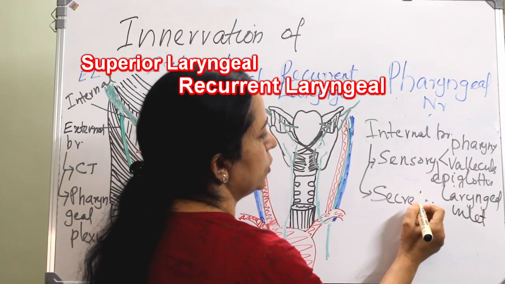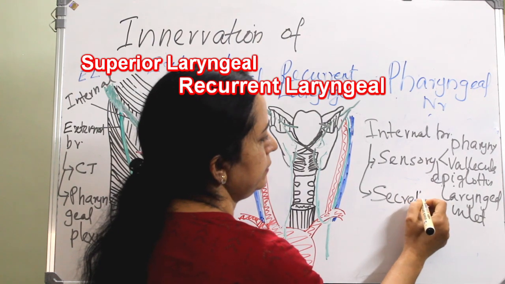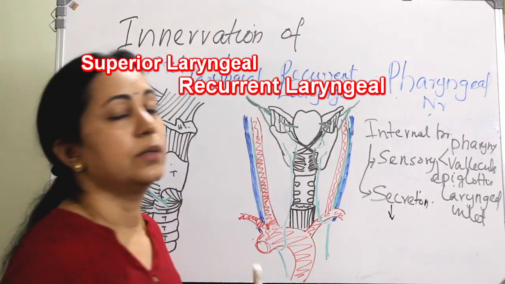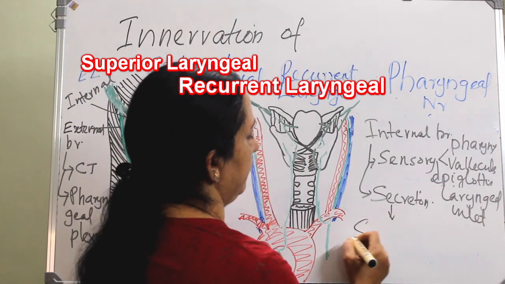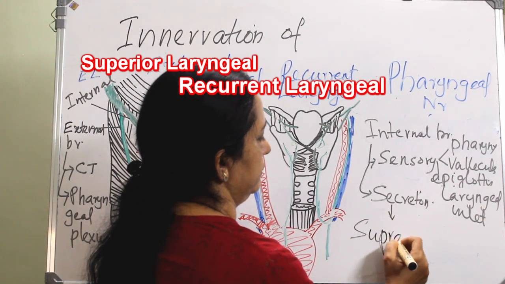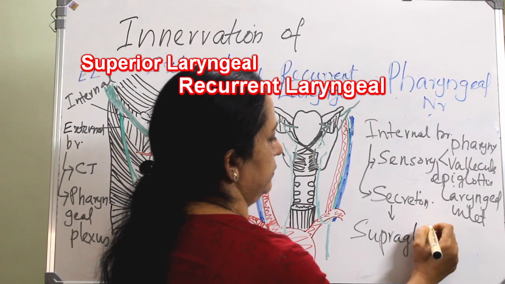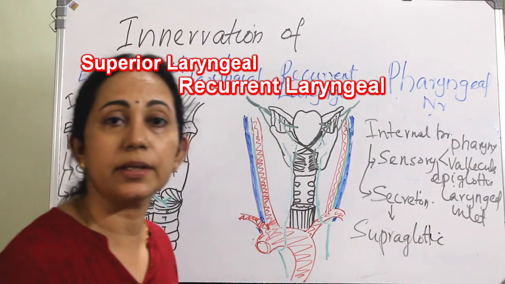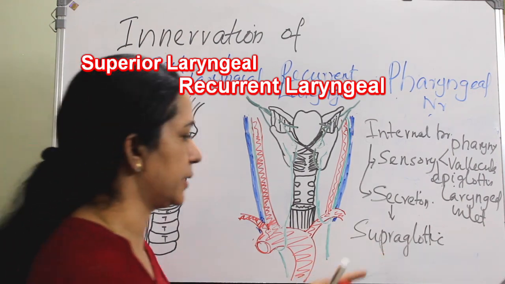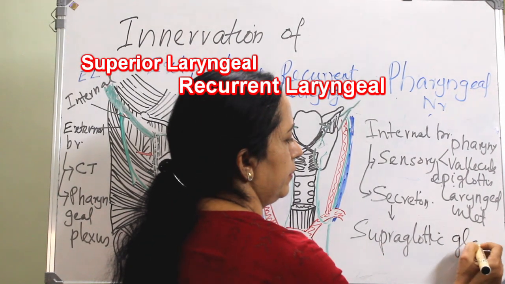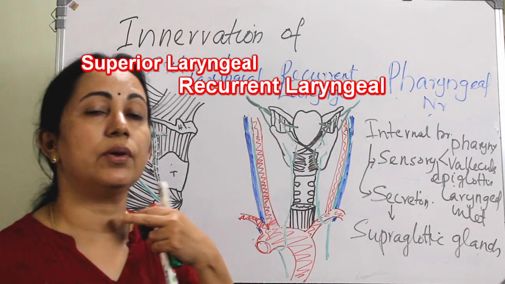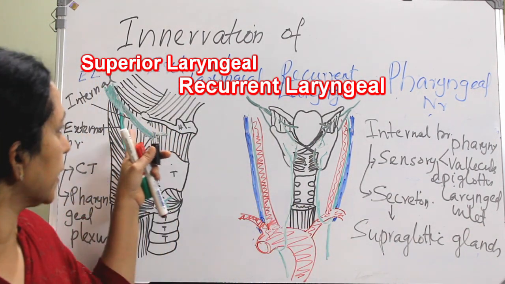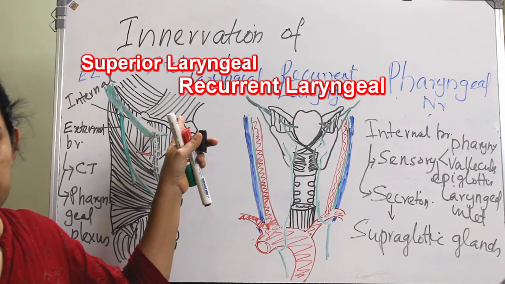And the secretomotor to supraglottic glands. Okay. At the submucosal level, there are so many mucous glands, so it supplies those supraglottic glands. So basically, sensation above the level of vocal folds is supplied by the internal branch of external laryngeal nerve.